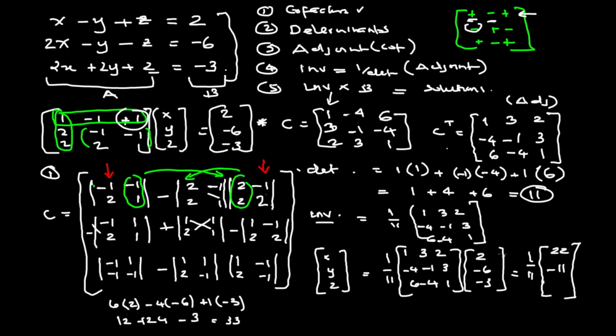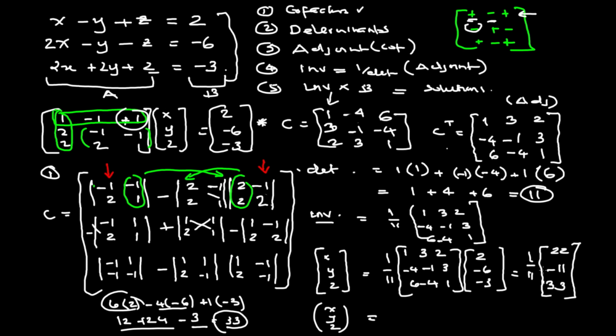Okay, so for this one, again, we do 6 and 2, which is here. Then we do minus 4 and minus 6, which is there. And then we do 1 and 3, which is there. So it will give us 12, 24, and minus 3. Together, we have 36 minus 3, which is 33. So we get 33 here. So to conclude, we'll get x, y, and z.